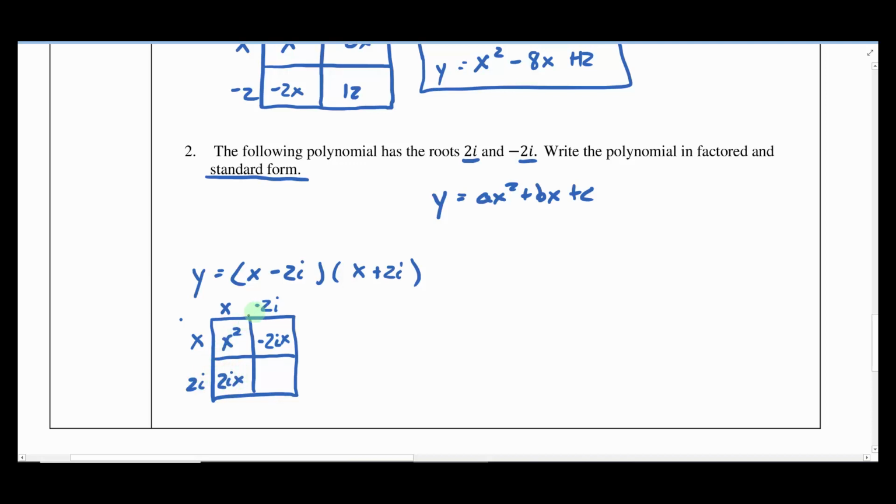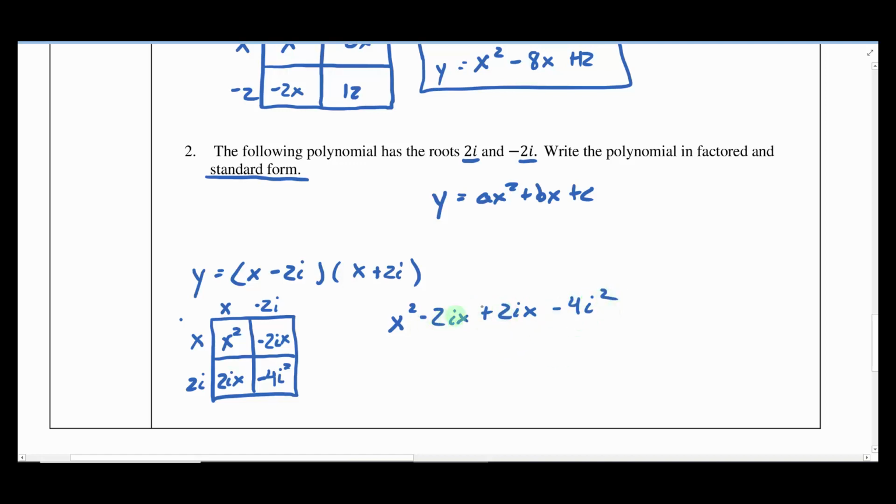And then we're going to multiply our two complex numbers to get the bottom right-hand box. So 2i times negative 2i is negative 4i squared. And that's another mistake that students tend to make right there: when you multiply those two i's together, you get that i squared. Now we add our four boxes. So we've got x squared minus 2ix plus 2ix minus 4i squared.